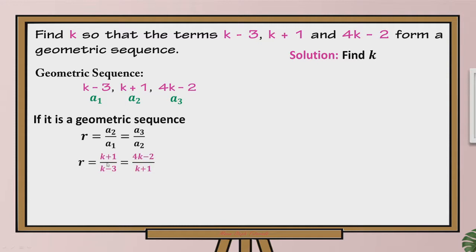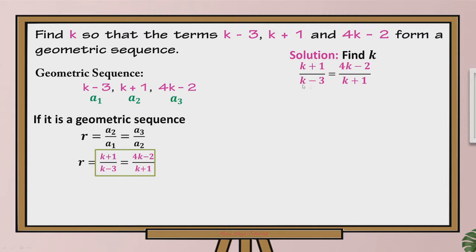So in this case, gagamitin natin yung mga terms sa ating problem which are k plus 1 as our a sub 2 over k minus 3 as our a sub 1 or yung first term. Tapos, equal din yan sa third term or yung 4k minus 2 divided by the second term or k plus 1. So, ang equation na to ang ating gagamitin para makuha ang value ng k. Kaya, we have this equation.